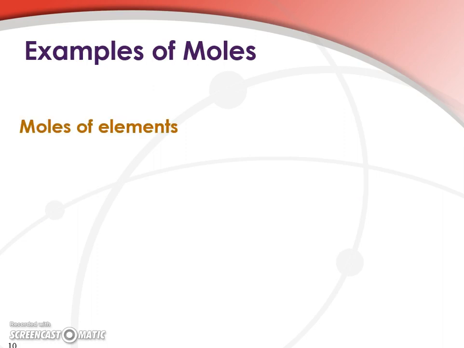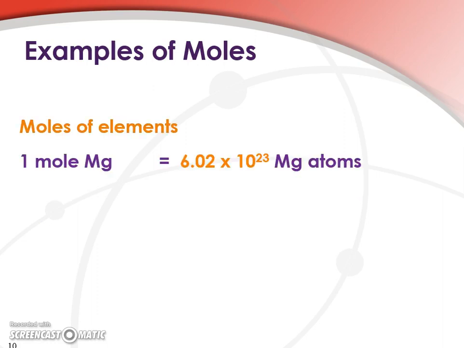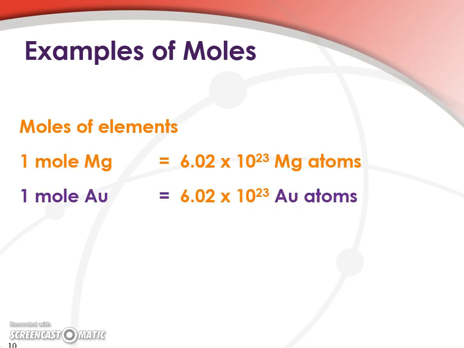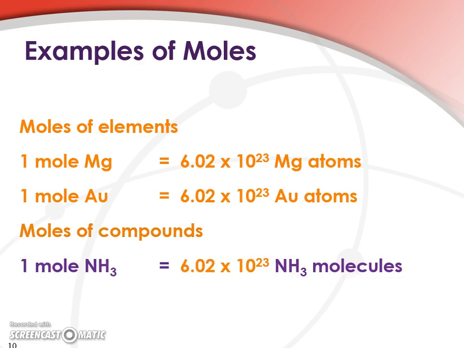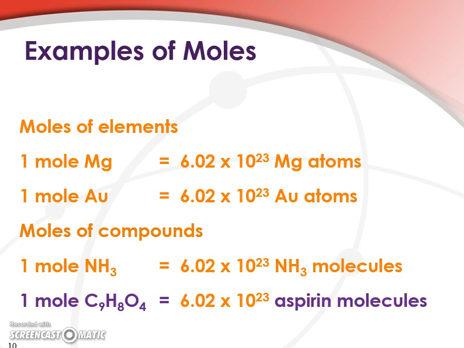So some examples of moles, pretty straightforward again. A mole of magnesium, 6.02 times 10 to the 23 atoms. A mole of gold, 6.02 times 10 to the 23 gold atoms. And similarly, we can go through compounds as well.